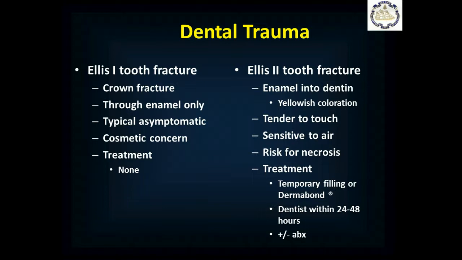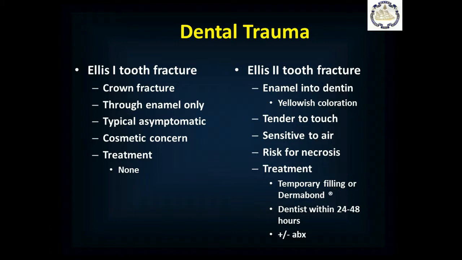For an Ellis 2 tooth fracture, the enamel's fractured all the way into the dentin, so once you look, it doesn't just look like a broken white tooth. You actually see some yellow discoloration. It's tender to touch and sensitive to the air, and it's at risk for infection and then the tooth dying. So the treatment is a temporary filling. If you don't have any temporary filling, you can actually use Dermabond. That makes a pretty good seal. You just have to really dry the tooth up, put a drop on there. They need to see a dentist within a day or two, and talk to medical control about whether or not to start antibiotics.